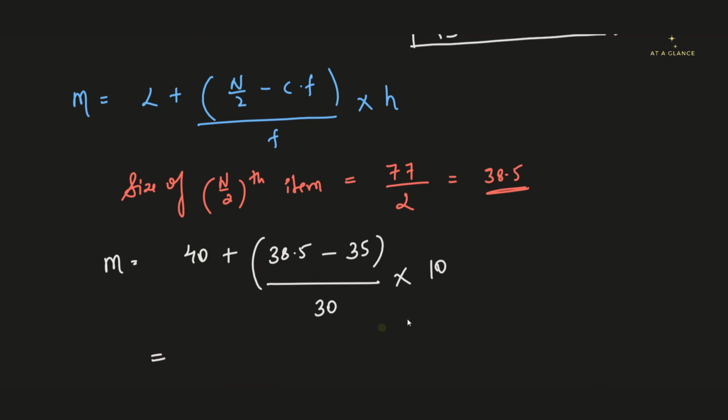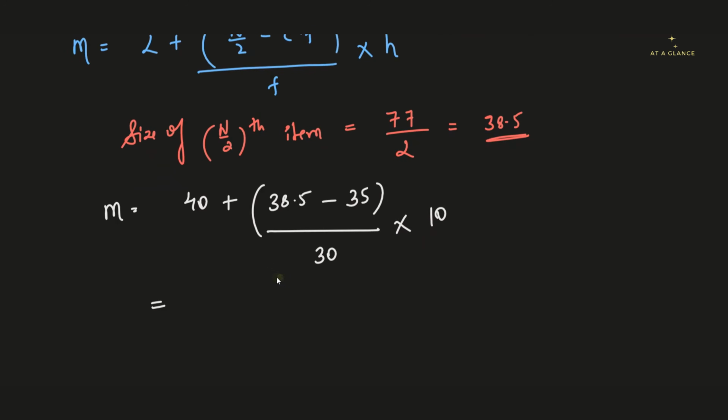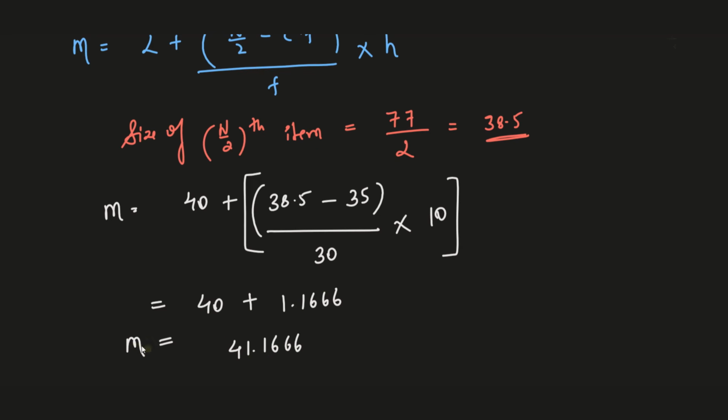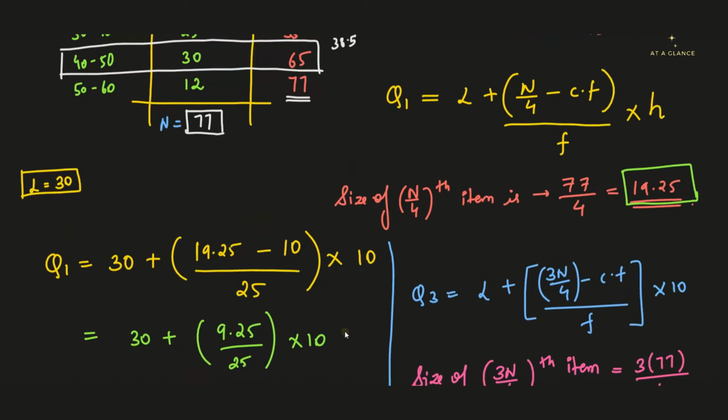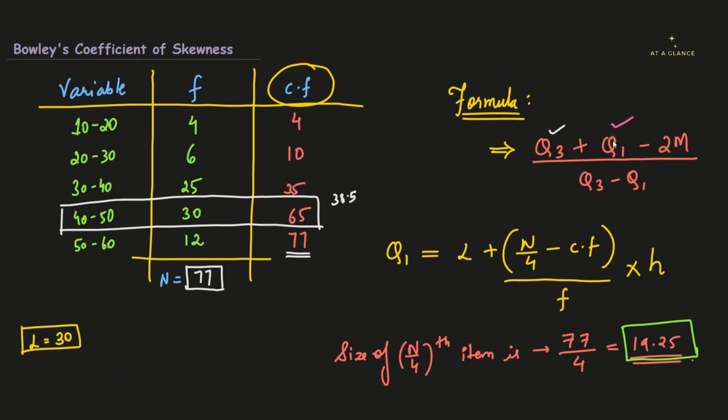So let's quickly calculate this particular thing and we'll get 40 plus. The answer to this entire part is nothing but 1.1666. So when we add these two terms, we get 41.1666. So our median value is 41.166. Now we have calculated the median, the Q1 and the Q3 value that is required by this particular formula. Now simply we'll have to plug in these values in this particular formula and we can get the measure of skewness with the help of Bowley's coefficient of skewness method.